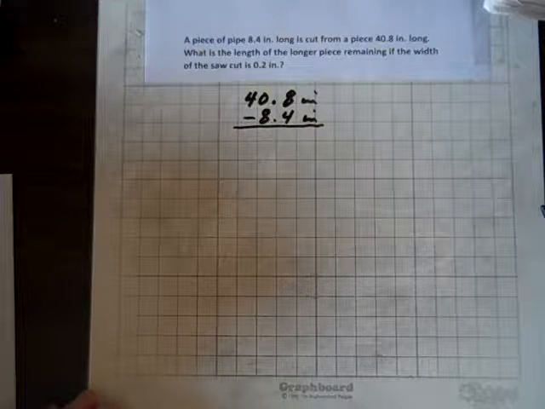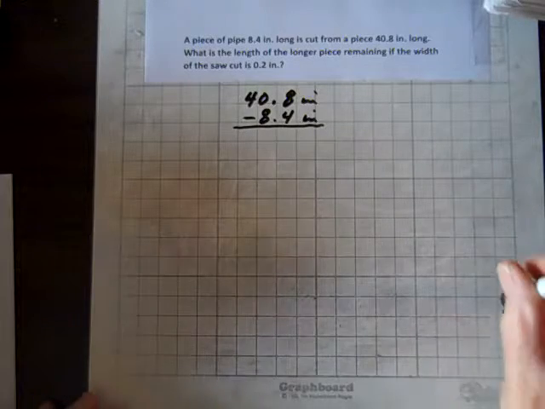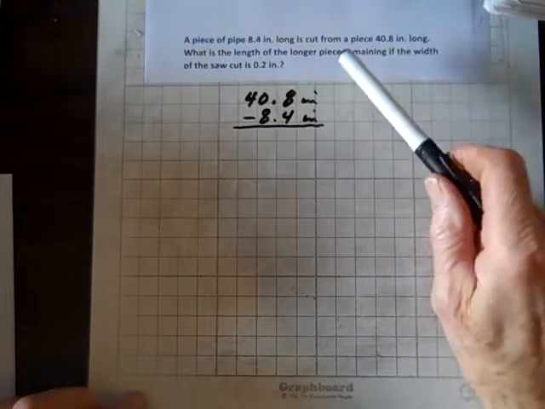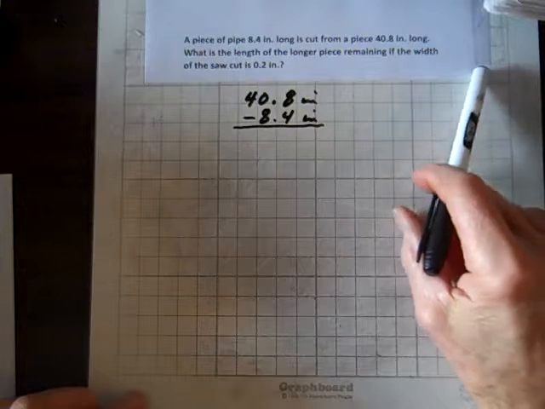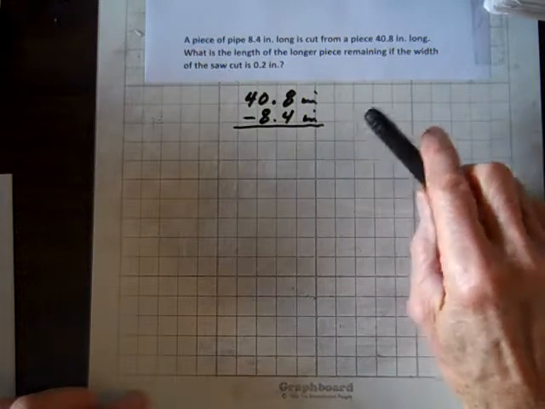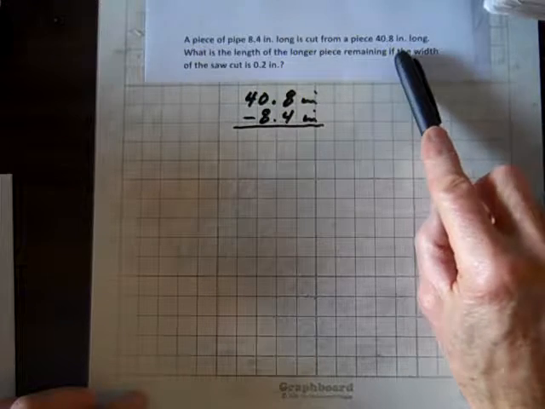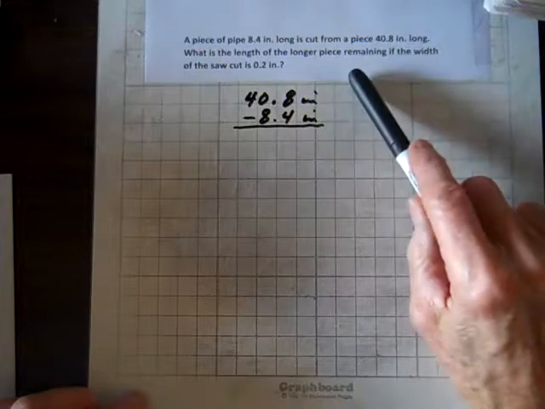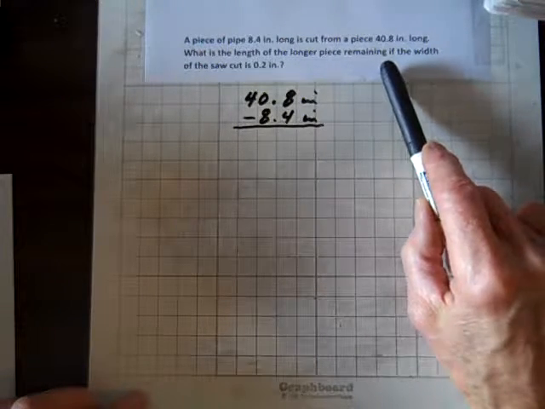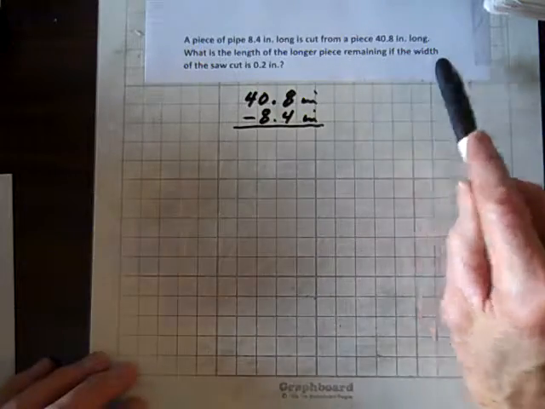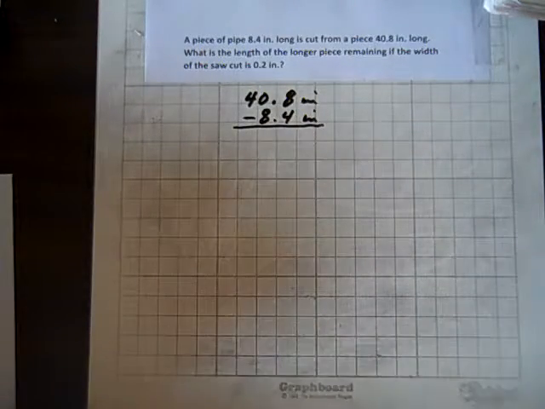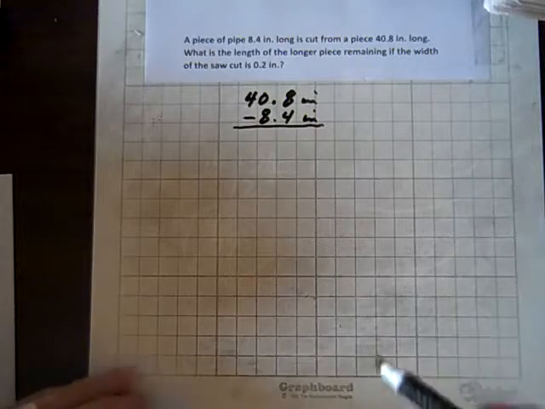Well, now we're going to subtract decimals. And the problem is: a piece of pipe 8.4 inches long is cut from a piece 40.8 inches long. What's the length of the longer piece remaining if the width of the saw cut is 0.2 inches long?